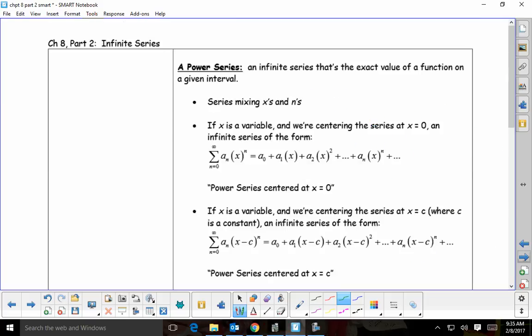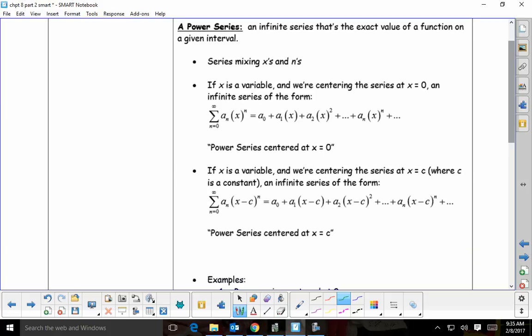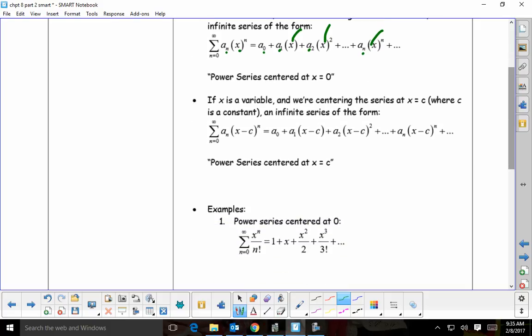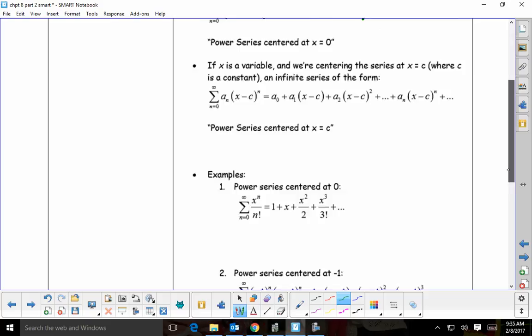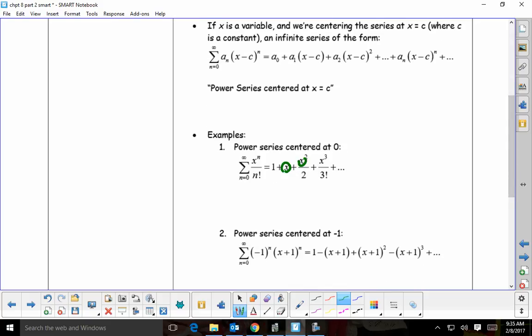Okay, so let's see if this makes sense. We have a power series. So now we're going to see the n part and the x part. So we're going to have the coefficients with the variables now. Because I'm trying to write out this long polynomial. Yes? Okay. I can see where I'm centered just by looking at this x part.